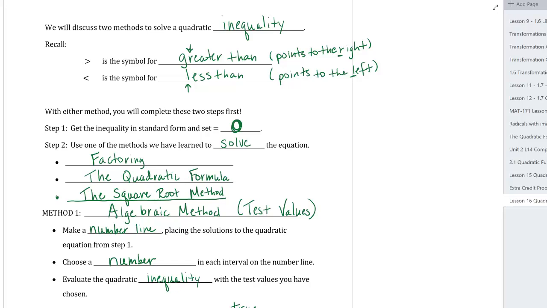In this lesson, we will discuss solving quadratic inequalities. So all of these notes are already filled in. I'm not going to read through everything. I'll refer to this as I work the problems.